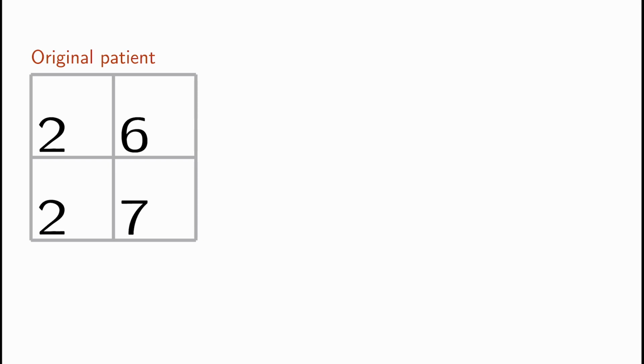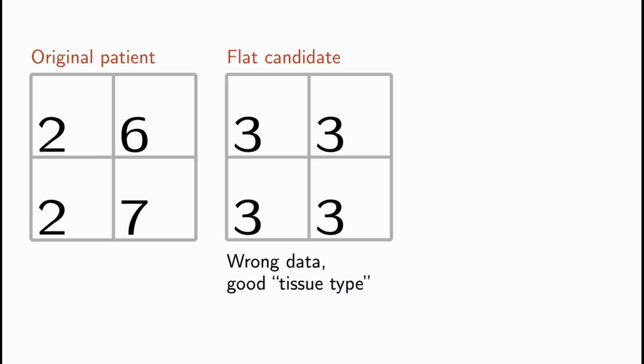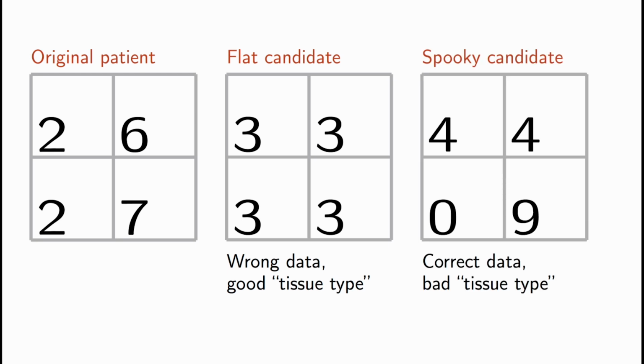To illustrate the workings of TV regularization, we cook up 2 examples on the side of the original patient. The flat candidate is good for total variation since it has just one large domain of all same numbers. The spooky candidate comes from adding a ghost to the original. TV regularization is based on minimizing a sum of data penalty and prior penalty. Let's see what we get for our 3 examples.